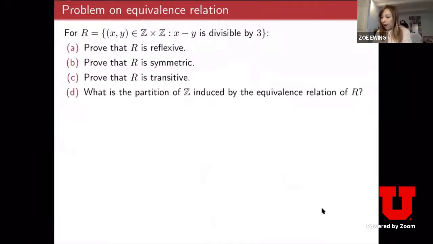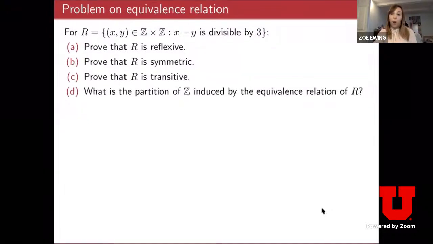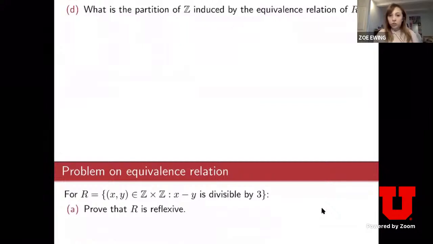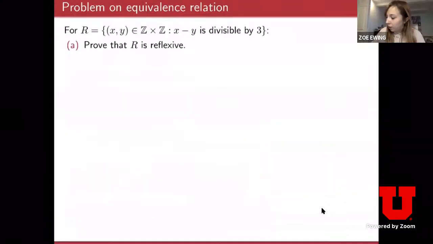So we have an equivalence relation. We know that just because of the problem statement, but let's prove why it's an equivalence relation. We want to prove that R is reflexive, symmetric, and transitive, and then figure out what partition is induced, because we know that equivalence relations always produce partitions. So let's start by proving that R is reflexive, and I'm just going to throw up the definition of reflexive again, just so that we remember.